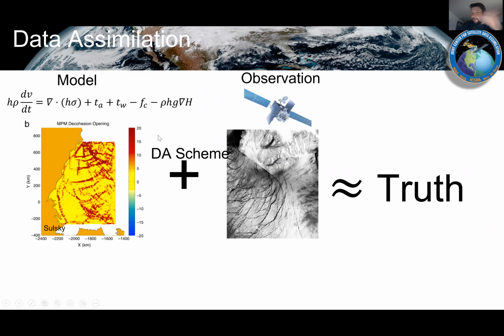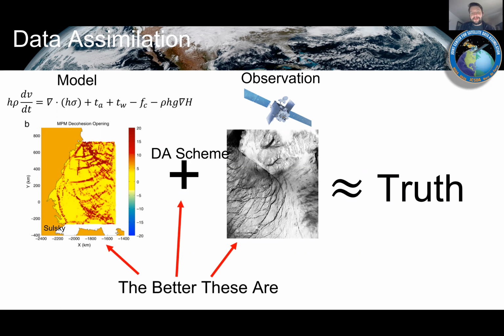And the fact is the models are imperfect. The data is imperfect. There's a lot of error in the data. We can't trust either 100%. So this combination is really the best way to get an accurate assessment of what's going on. So just in general, the better these three things are, the more this thing can actually look like truth.